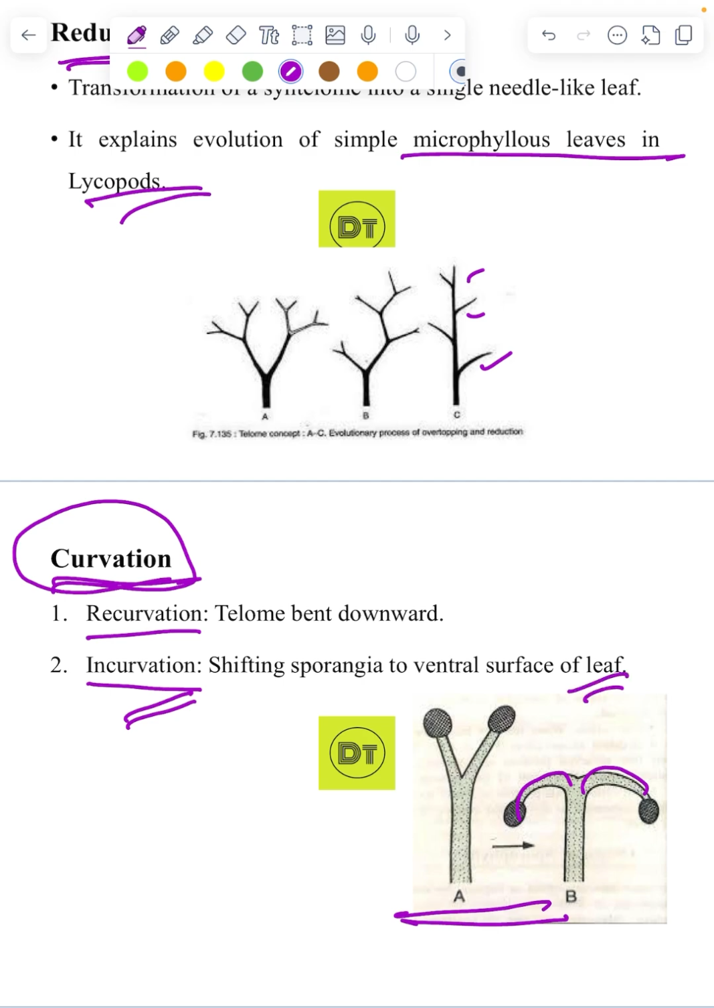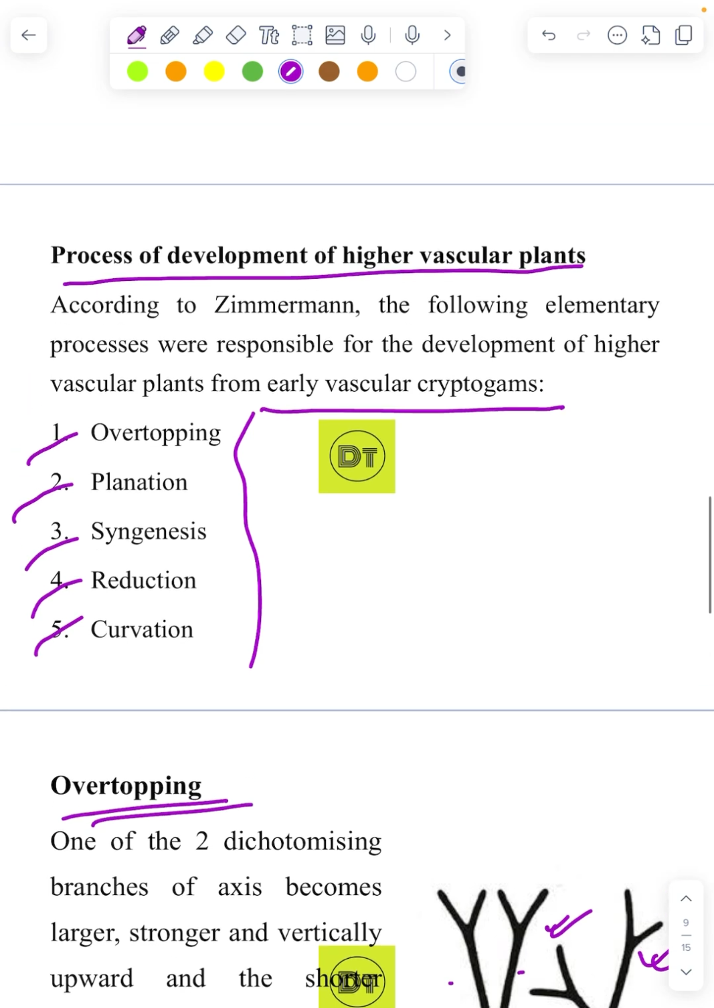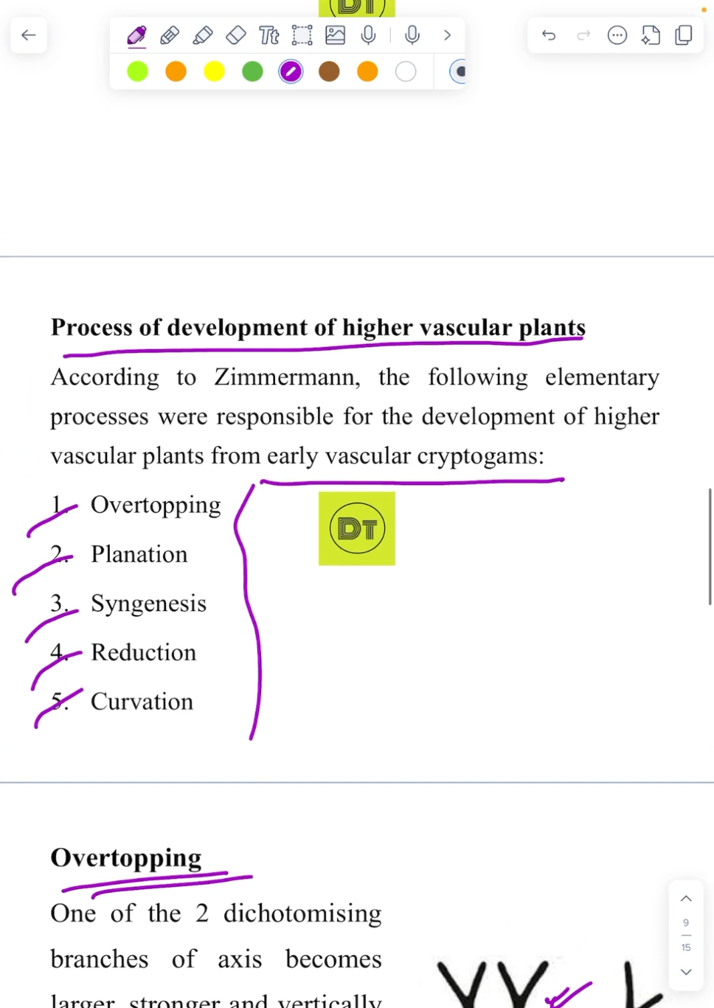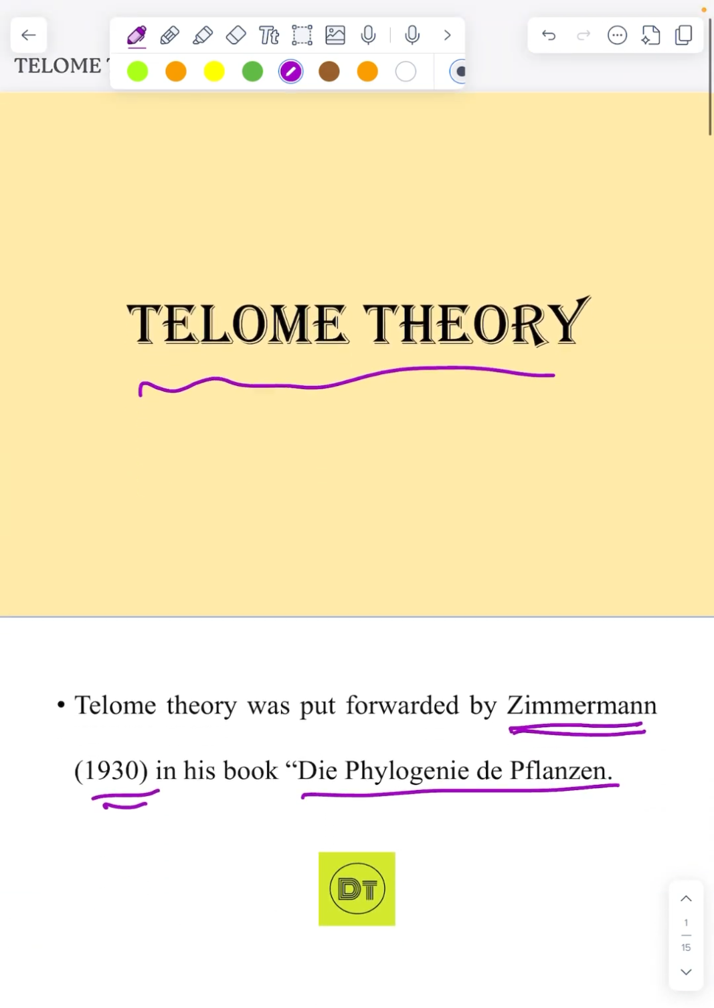So these were the 5 processes of the development of higher vascular plants from the early vascular cryptogams. I hope that you have understood this theory.